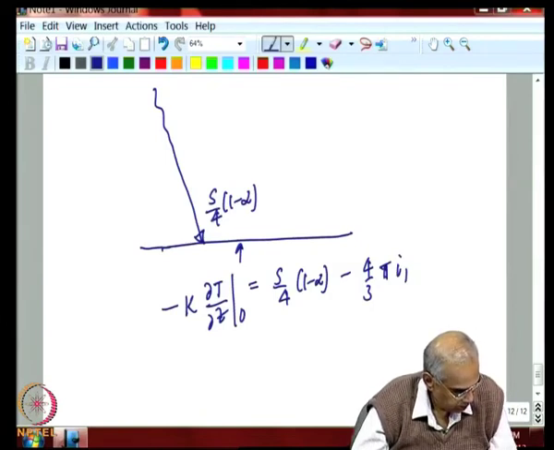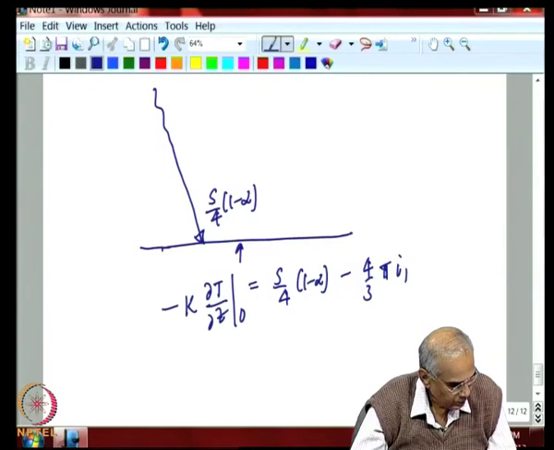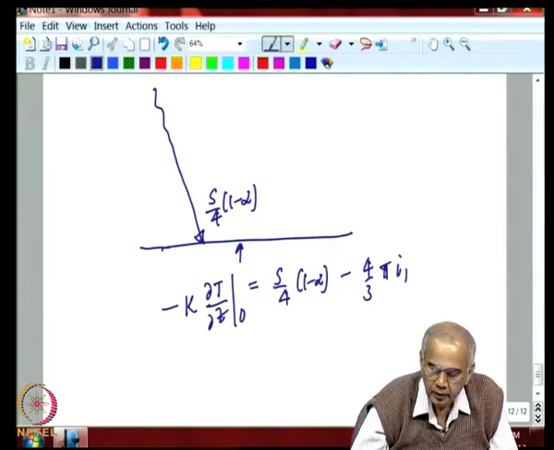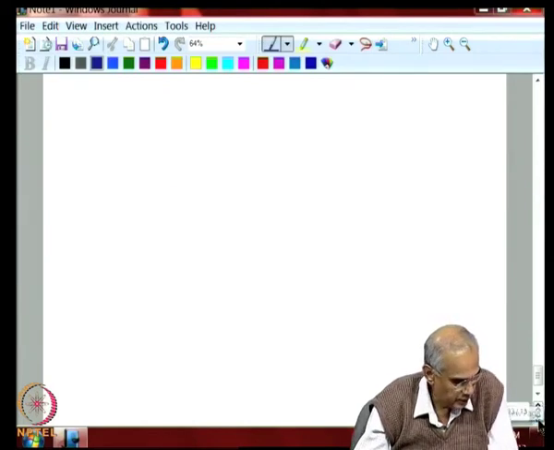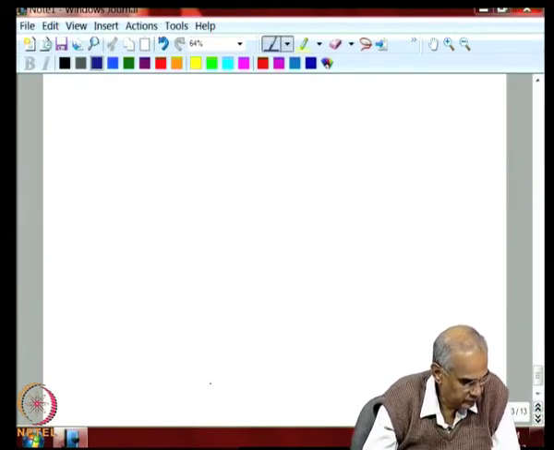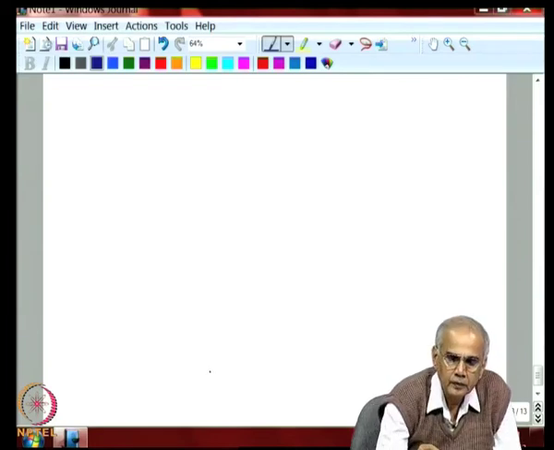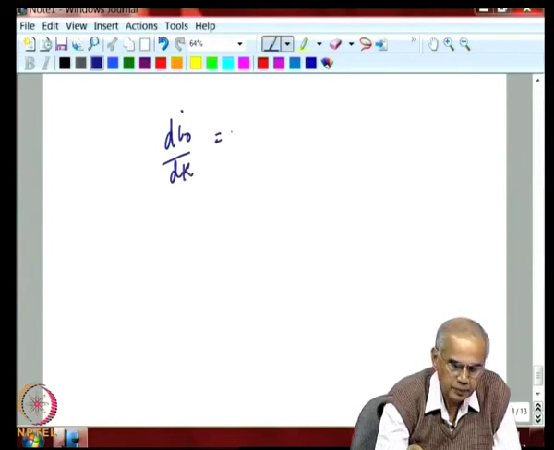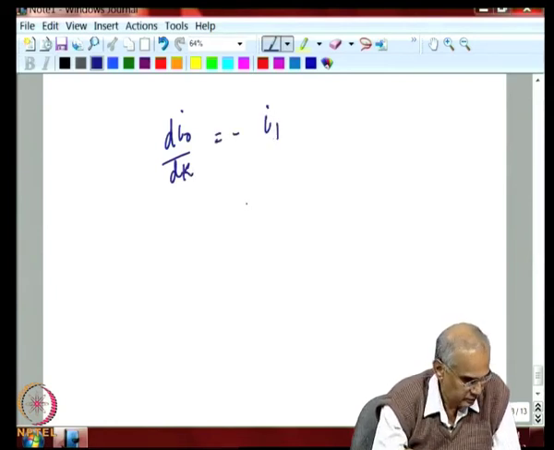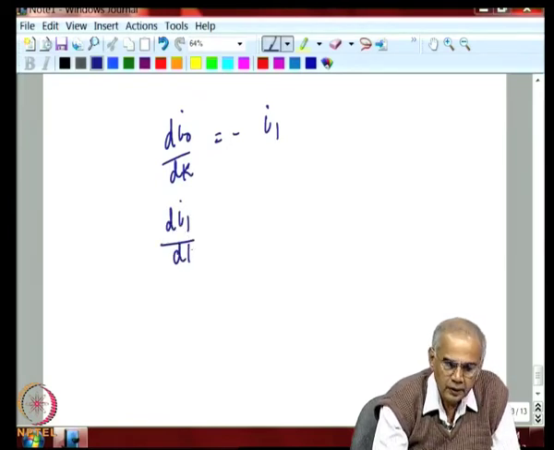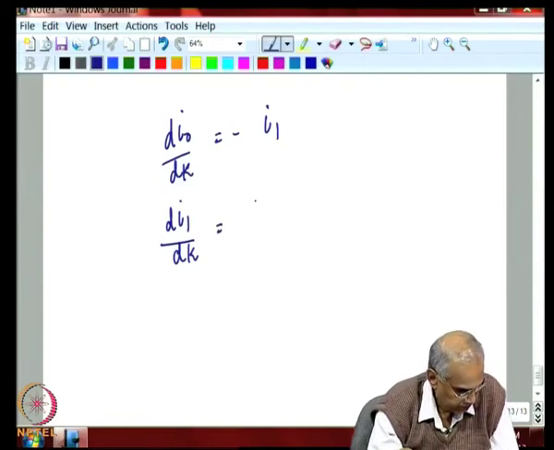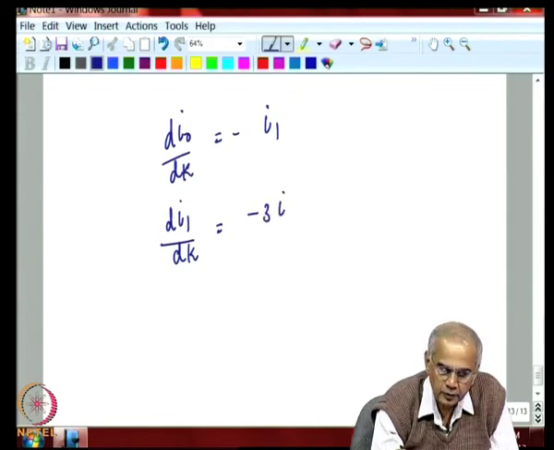And we can again invoke the Rayleigh equation which we used earlier and show that d I 0 d kappa is minus I 1 and d I 1 d kappa is minus 3 I 0.